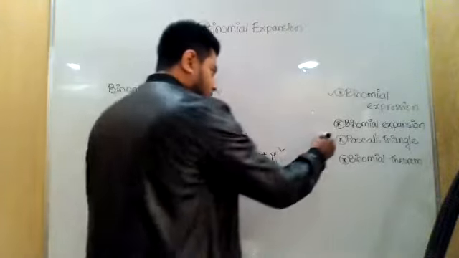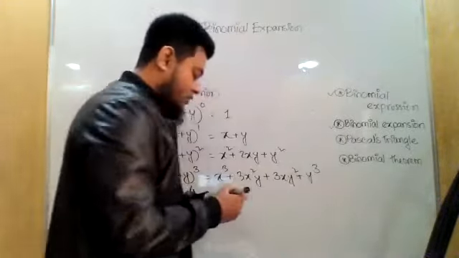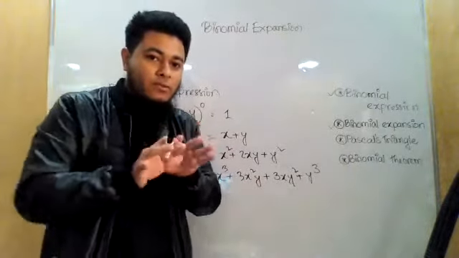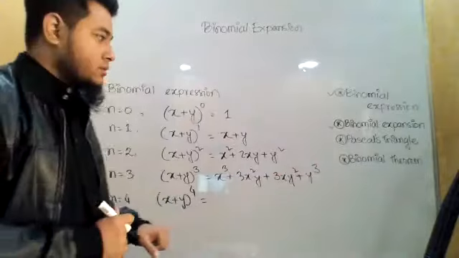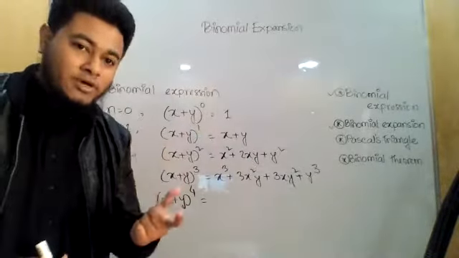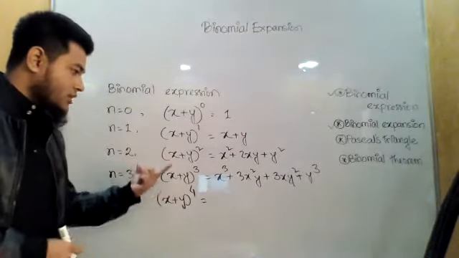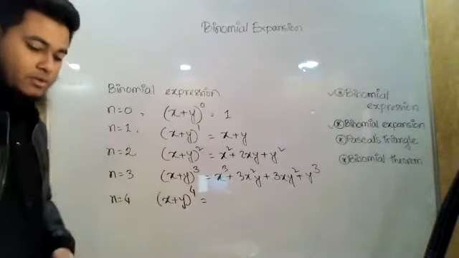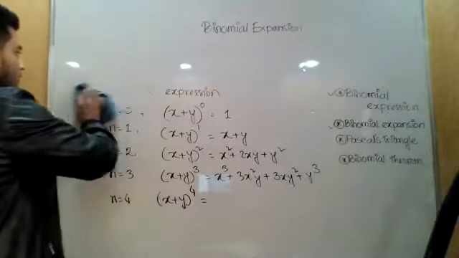Okay. So for the second topic, we understood what binomial expansion means. There will be a binomial, and we will expand it. Now Pascal's triangle will help us to expand any binomial of any power. Let us see how.